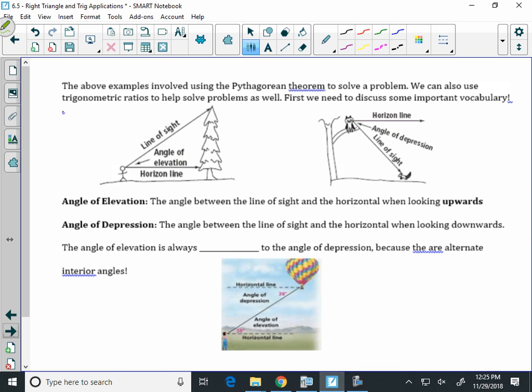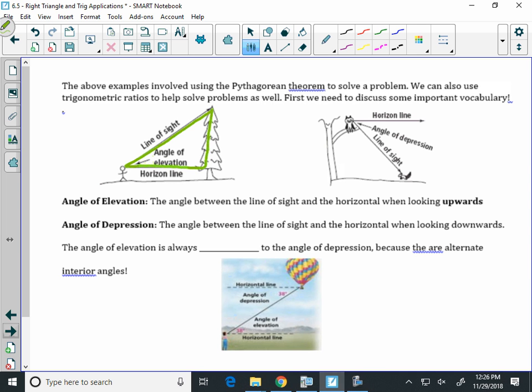Okay? So here's our horizontal. And there's this imaginary horizontal line coming out from this person's eyes. And his line of sight, he's looking up. Okay? And if you notice, it kind of makes a right triangle, right? We have a right triangle here.